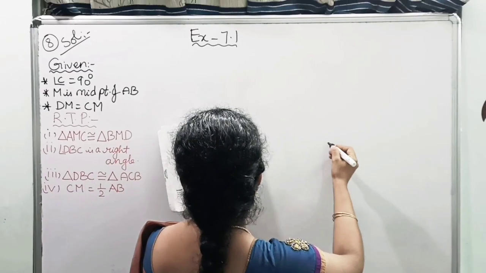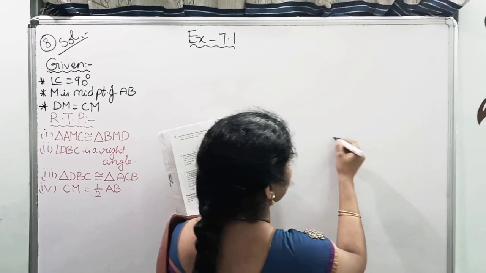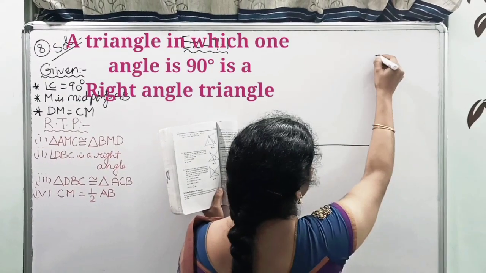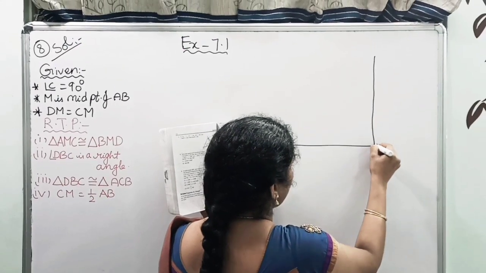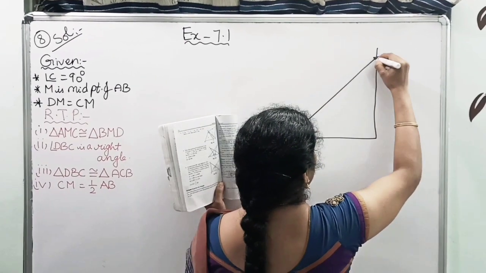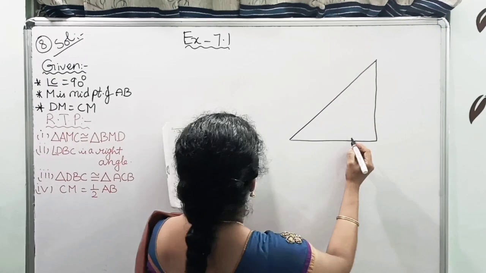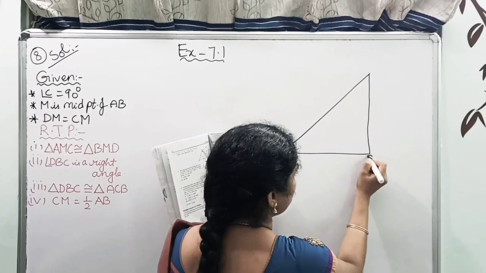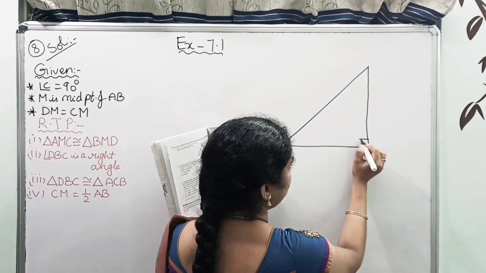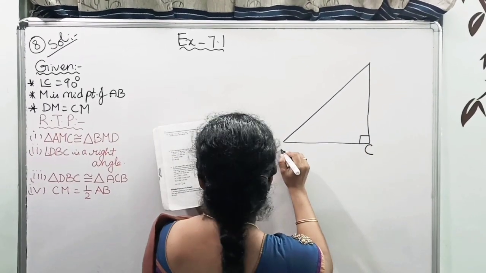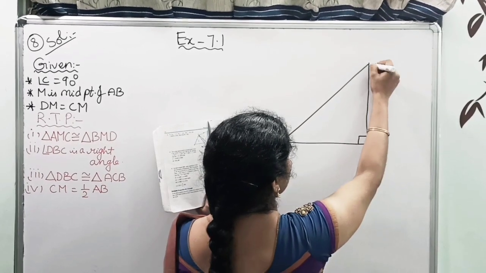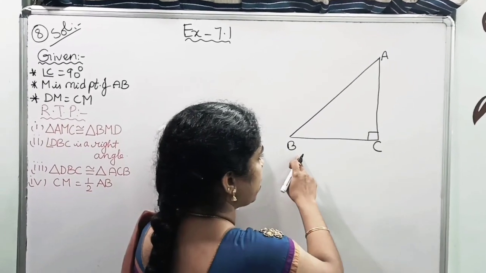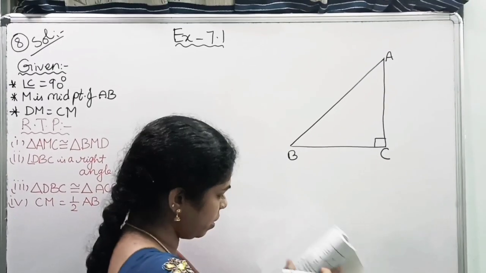It is given that in right angle triangle ABC, ABC is a right angle triangle, and right angle at C. So definitely we have to put here C. The other 2 points you can give as A and B. So ABC is a right angle triangle, right angle at C.